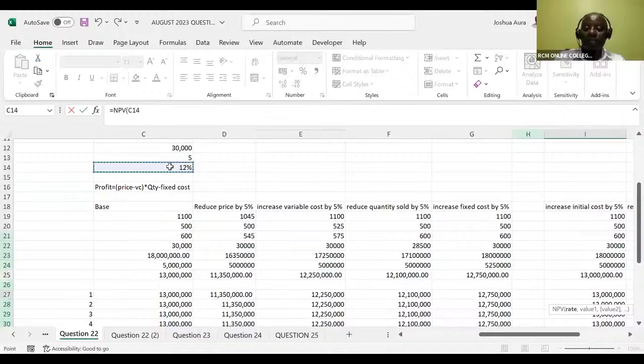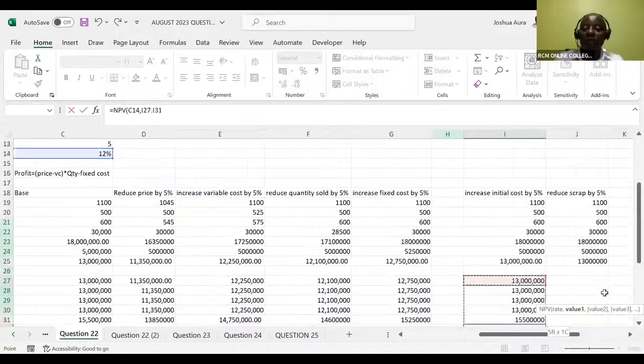And then you say comma, values. So now come and pick the values, the cash flows. At times the Excel misbehaves. You can simply come there and copy all the cash flows that you would want to pick. After that, simply close brackets.